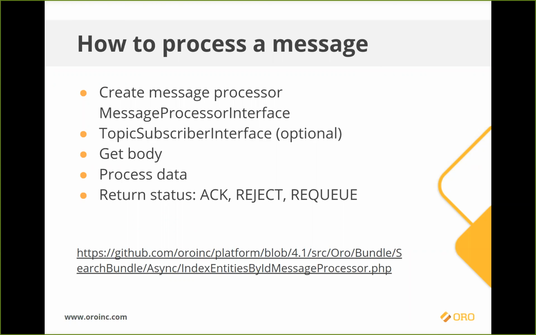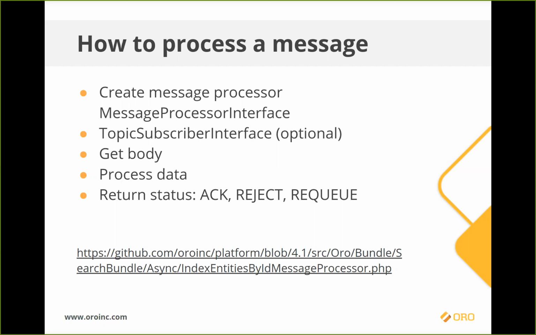So once we have the producer produce the message, we need some consumers to process the message, okay? And for this, we need the processor because this is the class that is handling the specific topic. And processor implements the message processor interface. And in most of the cases, we are using topic subscriber interface. Then the processor gets the body of the message, needs to validate the body. So be sure that you have every required field in the message to proceed, and then process the data and return one of the statuses: acknowledge, reject, and requeue. If there is some critical exception, automatically it will be caught at top and requeue the message.